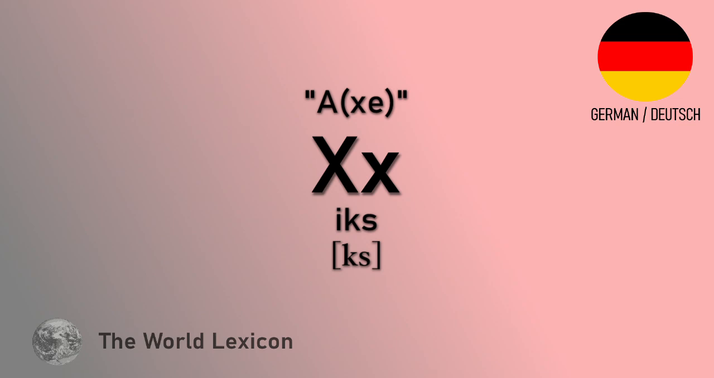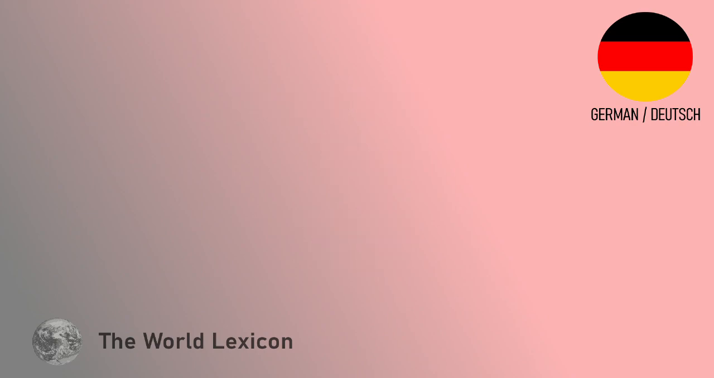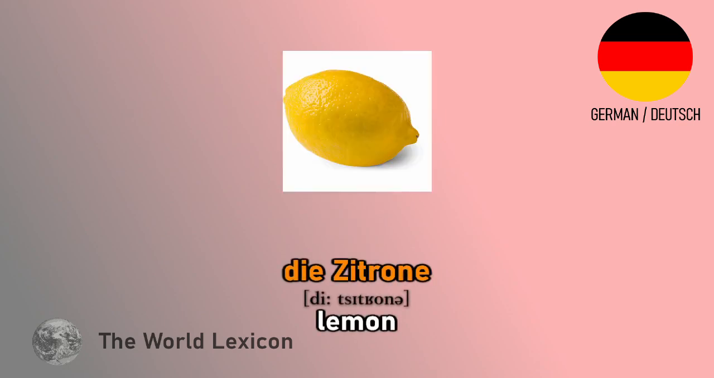This is X. It's the same as English, but basically only used in loanwords. As well as the letter upsilon, which has a consonant sound, but most of the time is used like a vowel. Lastly, this is Z. It's like the letters T and S together, like in the word tsunami. Die Zitrone.